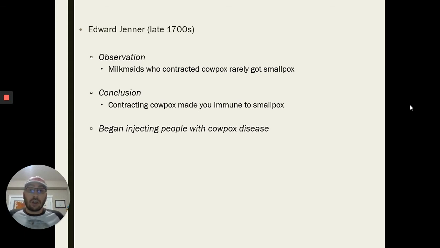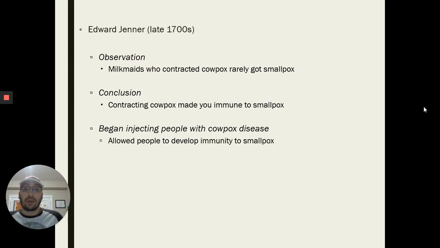Okay, so he did the next obvious thing. He just started injecting people with the cowpox disease. I'm sure he used proper methods. Okay, and this allowed people to develop a natural immunity to the smallpox. So the bodies automatically were able to go and counteract the smallpox. Okay, this was the world's first vaccine.